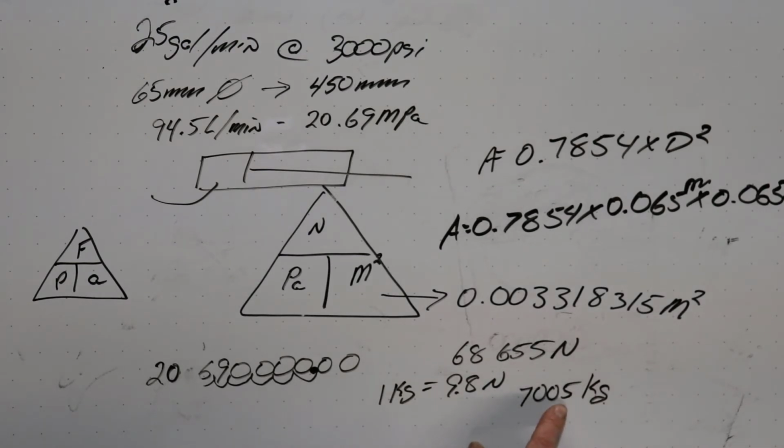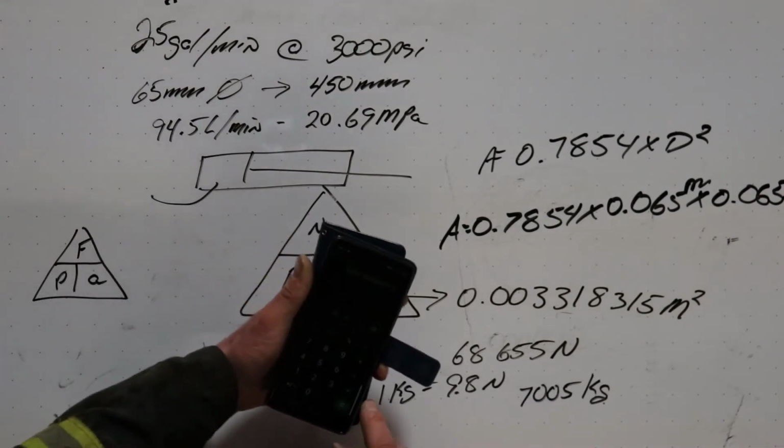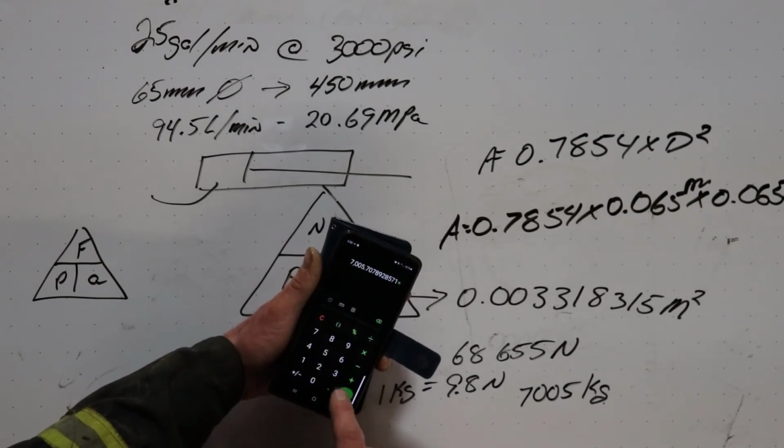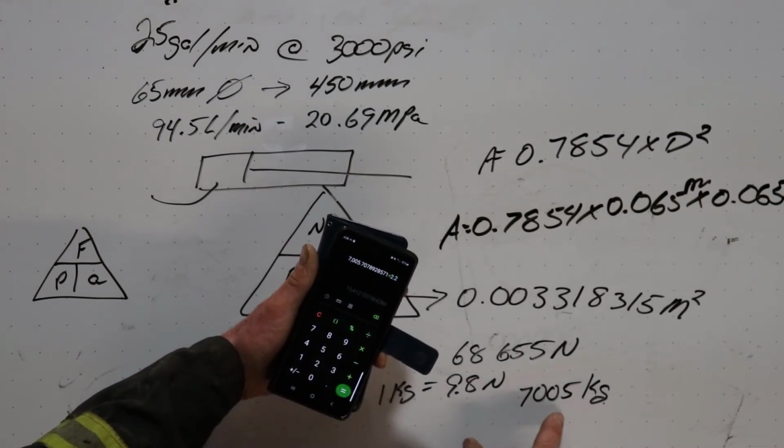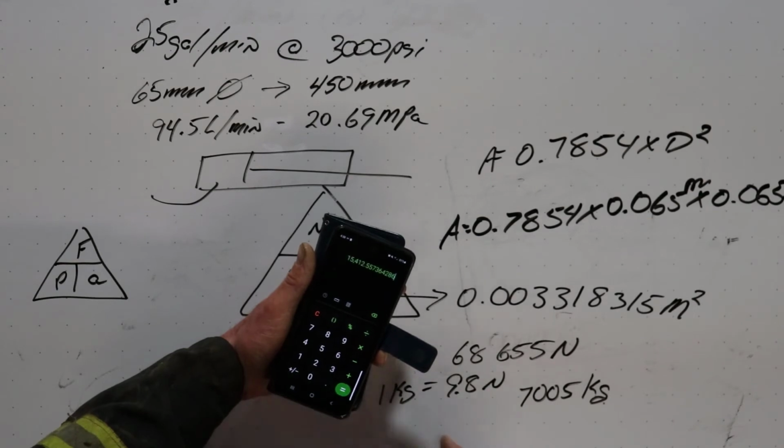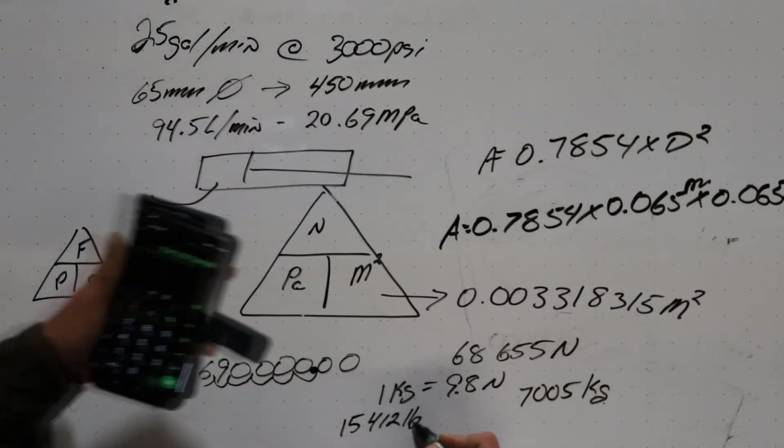If I want to know this in pounds, because in our original math we were looking for somewhere between 14 and 15,000 pounds, I've got to multiply that by 2.2, because there's 2.2 pounds in every kilogram. That gives 15,412 pounds.